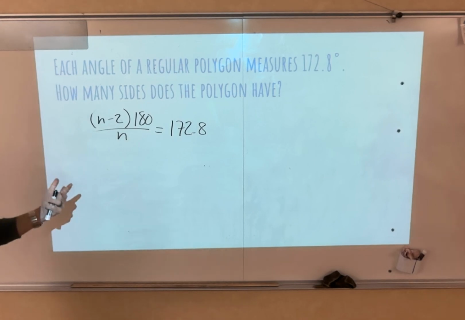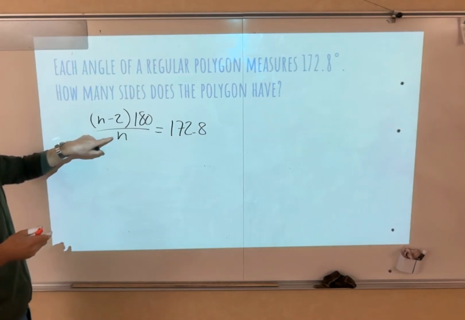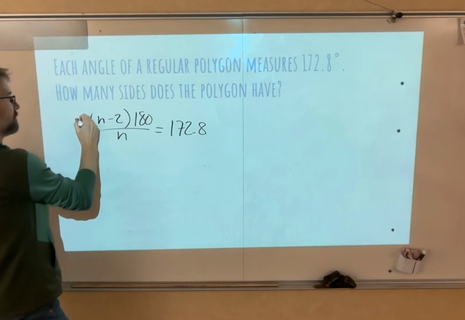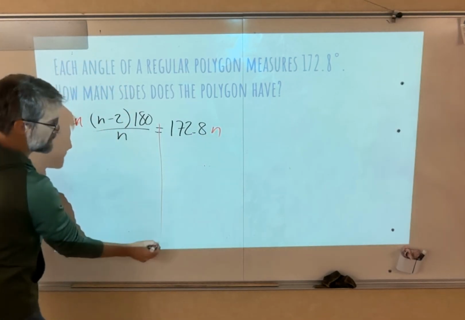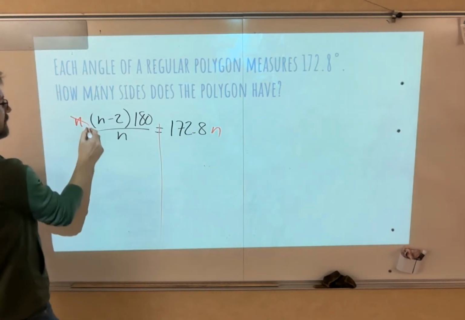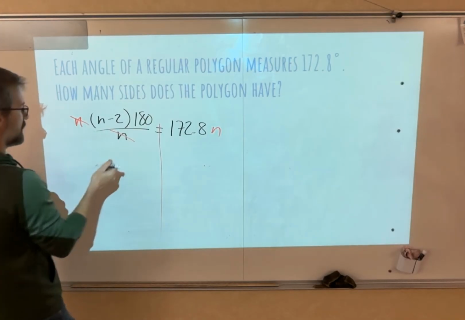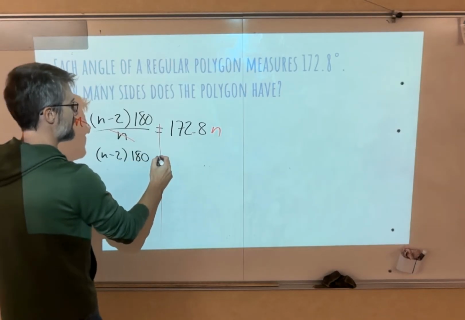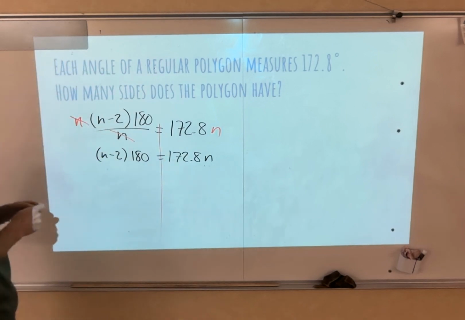Now there's multiple ways we can do this. I think anytime I see a fraction, I try to make it not a fraction anymore, right? So I'm going to multiply both sides by n. I'm okay doing that, right? I'm just doing two-sided algebra, so whatever I do, as long as I do it to both sides, I'm okay. That's going to cancel out that n. 1 on top cancels 1 from the bottom. And now I've got n minus 2 times 180 equals 172.8n.